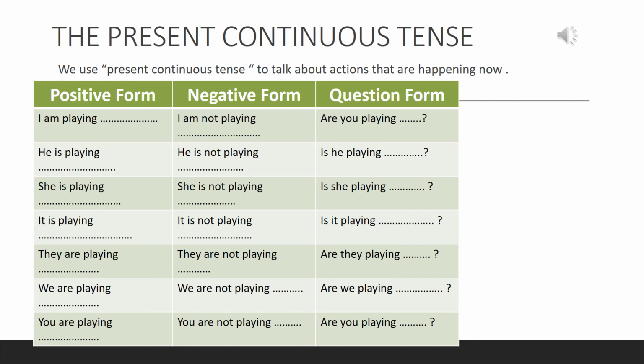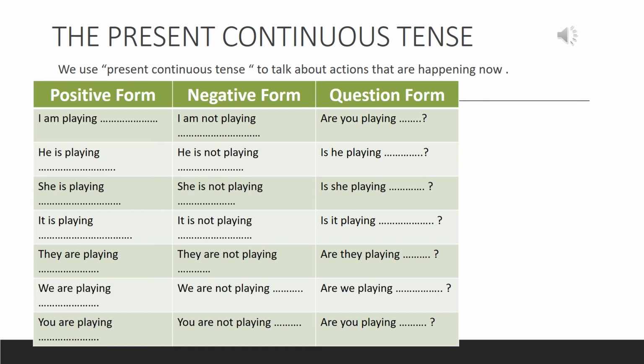They are playing. They are not playing. Are they playing? We are playing. Negative form, we are not playing. The question form, are we playing? And the last one, you are playing. You are not playing. Are you playing?